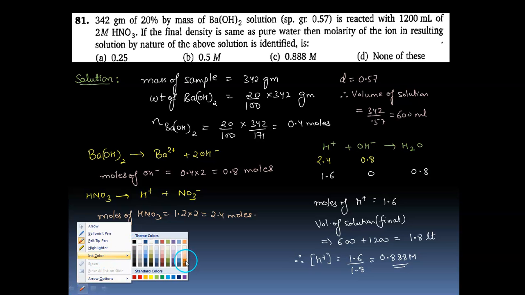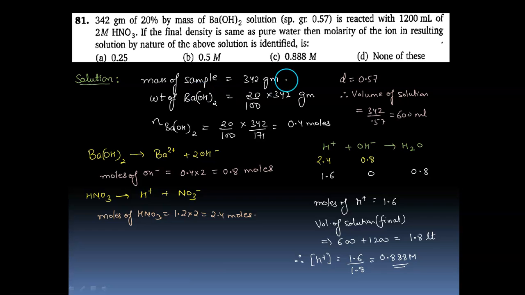First of all, what is the given mass of sample? The given mass of sample is 342 grams. Now, it is not entirely barium hydroxide. It contains some other things also. Only 20% of this mass is barium hydroxide. So, what is the weight of barium hydroxide? That will be 20% of 342, which is 68.4 grams.